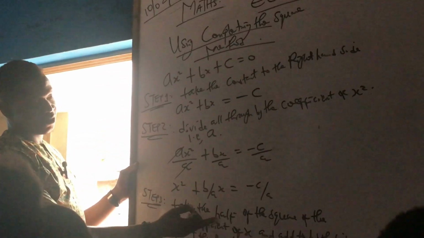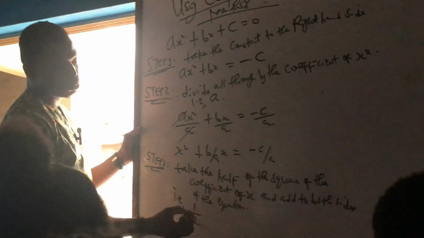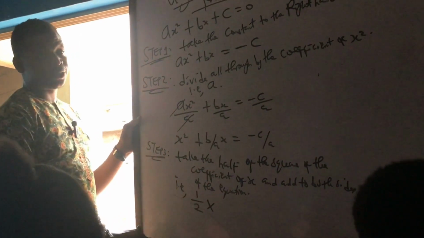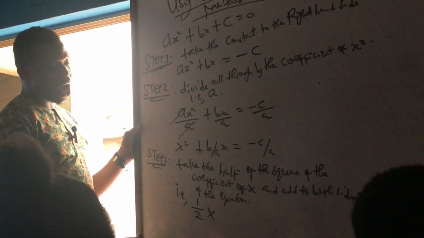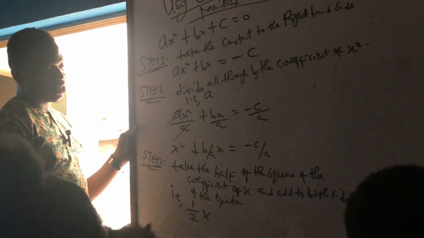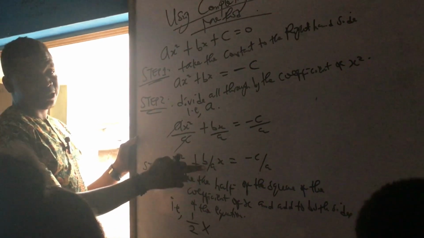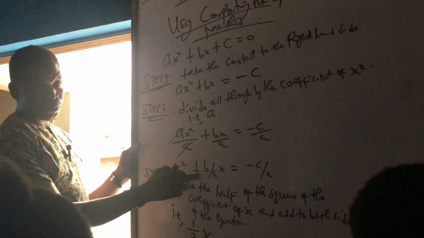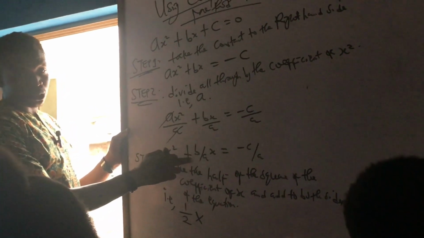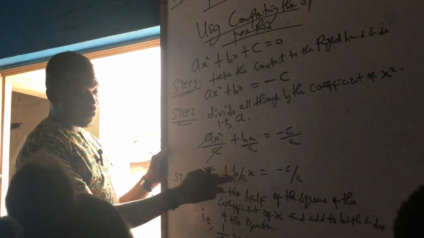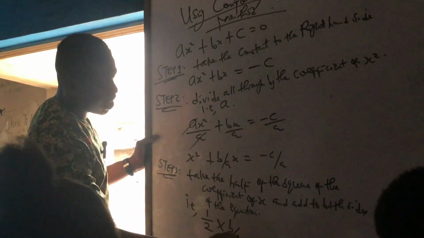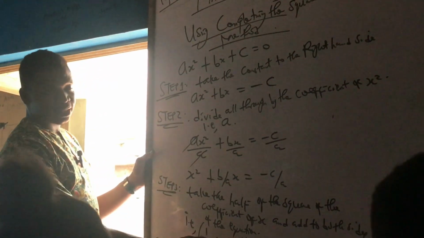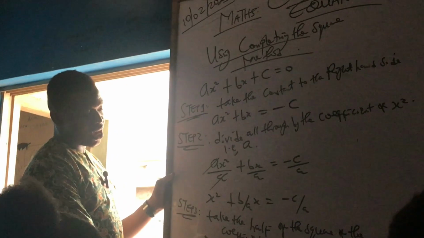Take the half of the square of the coefficient of x. The coefficient of x here is b/a. Please, are you still watching? The coefficient of x in step 2, you can see it clearly, is b/a. Half of the square of the coefficient b/a.